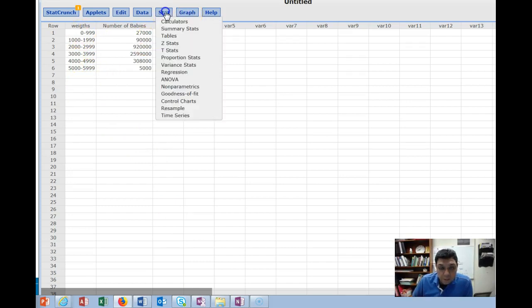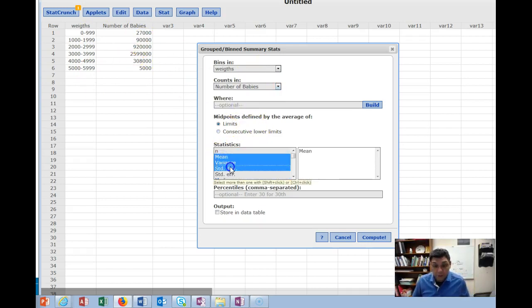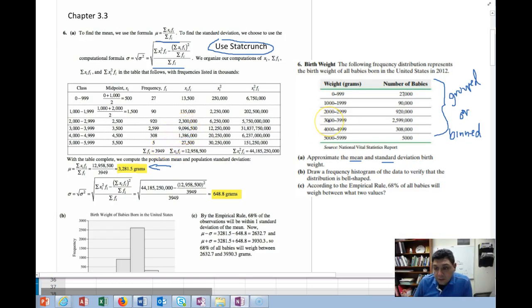Then we go to summary statistics like we've done before. This time you go to grouped or binned data. The bins are in the weights, and the number of babies is here. What we want is the standard deviation and mean. Let me get that, there we go, and compute that. Then you've got your answers there. That would be your standard deviation and mean, and that would be your answer for number 6. You'll see we're off a little bit, but again, it's because the computer is doing the exact calculations.